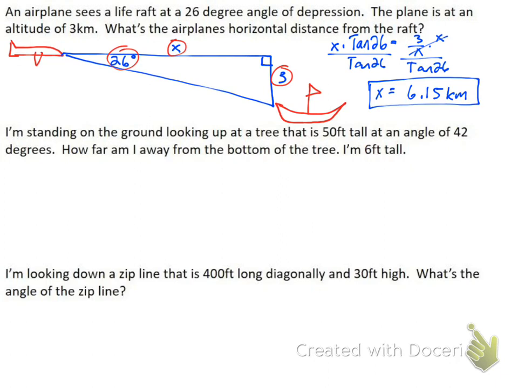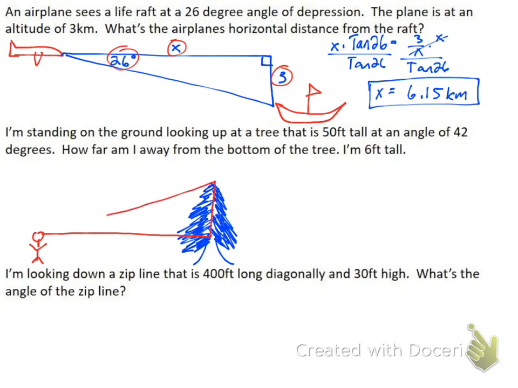Second to last one, I'm standing on the ground looking up at a tree that's 50 feet tall at an angle of 42 degrees. How far away from the bottom of the tree? I'm 6 feet tall. So again, I'm right here looking at this tree. Pretty good looking tree, right? And then, so again, I'm looking up at it.